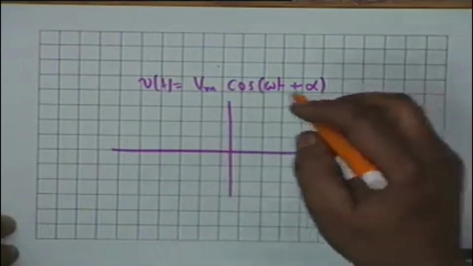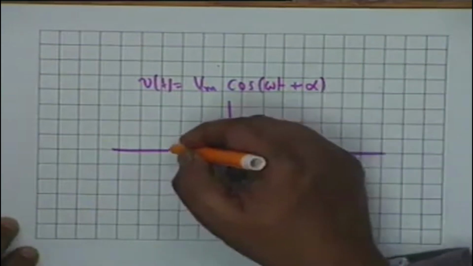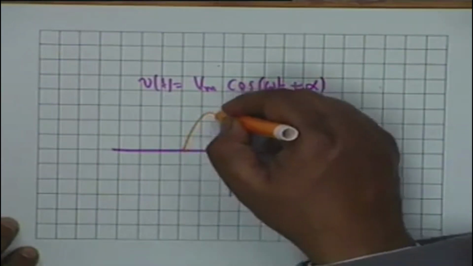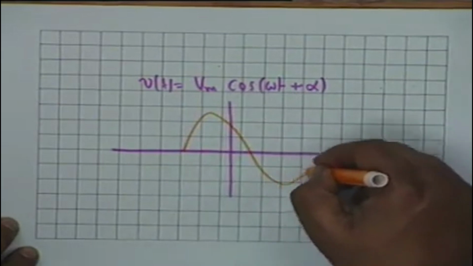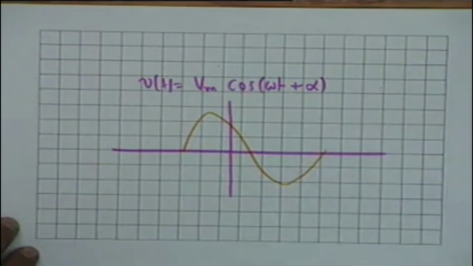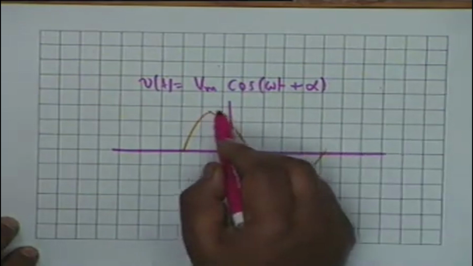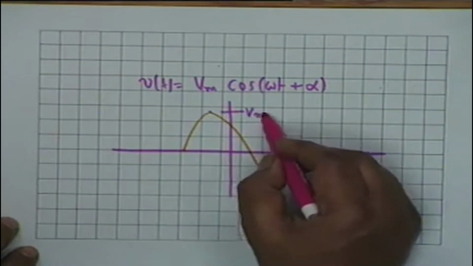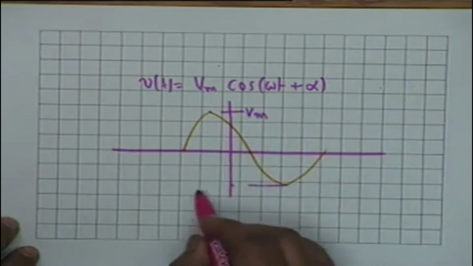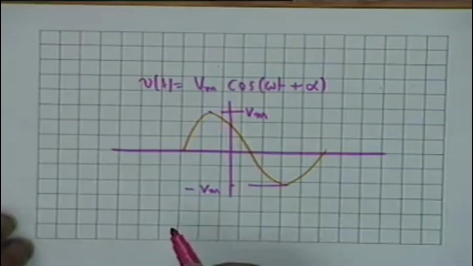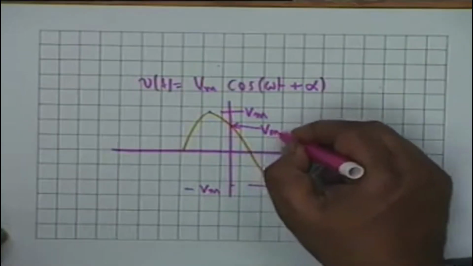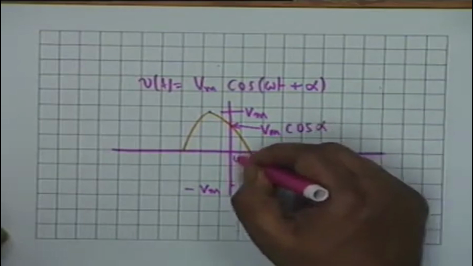It is something like this, where this amplitude is Vm and this is minus Vm. The maximum in the positive direction is plus Vm, the maximum in the negative direction is also the same, it is minus Vm, and this value would be Vm cosine alpha. This is t equal to 0.